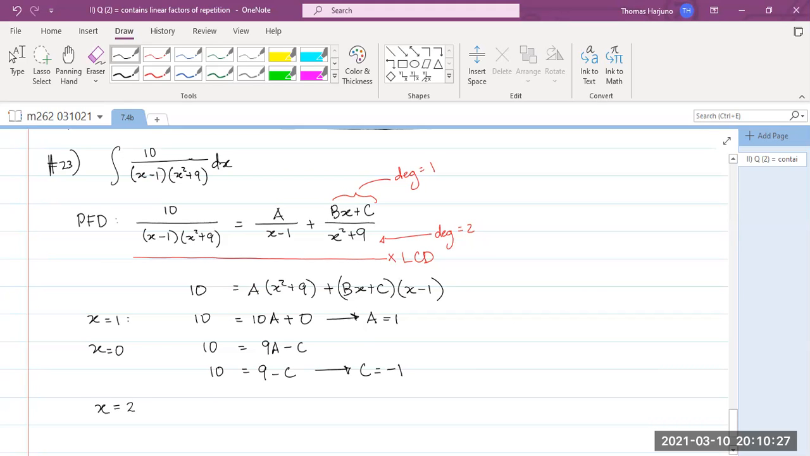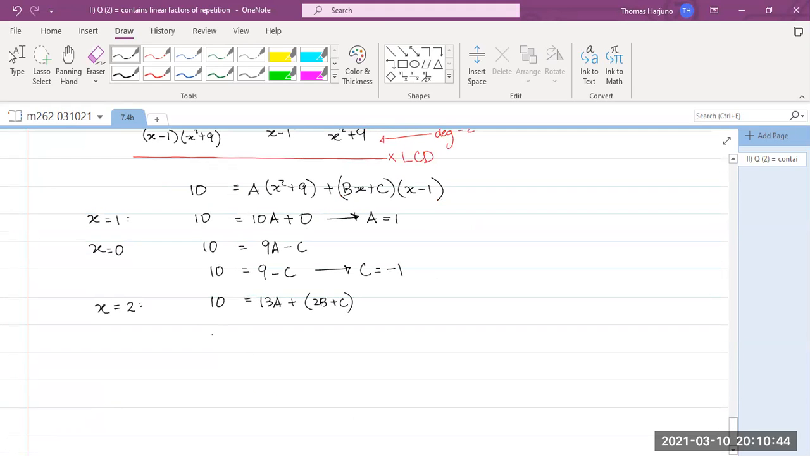Okay, when x equals 2, yeah, we can do that. When x equals 2, 10 equals 13a plus 2b plus c times 1, right? You know your a is 1, your b is unknown, your c is negative 1. So 2b is negative 2, b is negative 1.